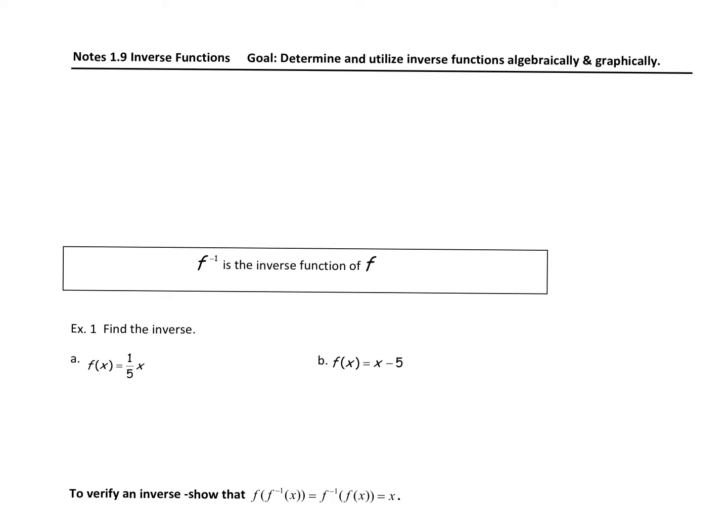So think of any basic function or equation like y equals 4x plus 7. You take that, you interchange the x and y. X becomes y, y becomes x, and then you solve for y and you have the inverse function or equation relative to the original. So let's go through some of the reasons why we get inverse functions.